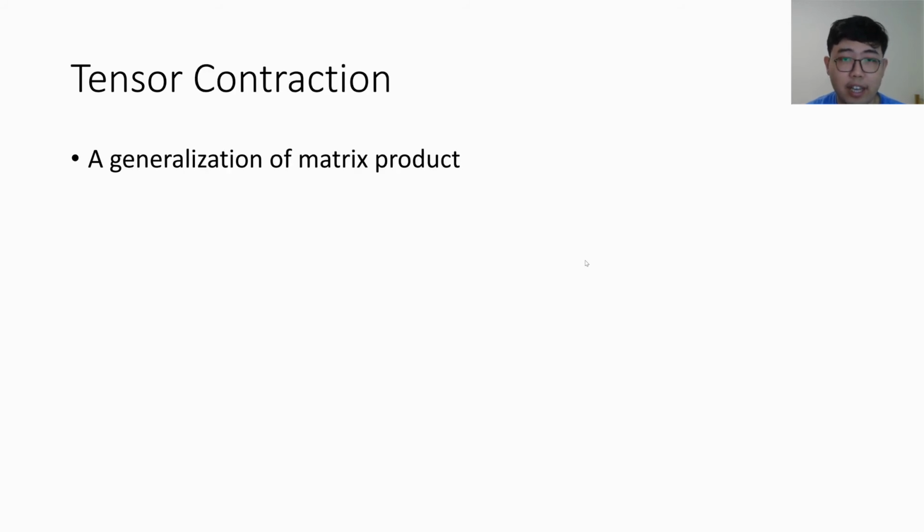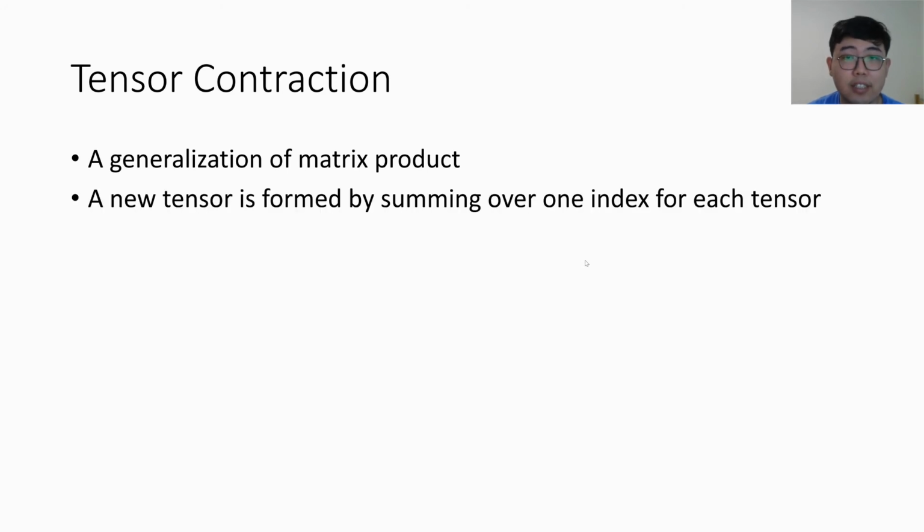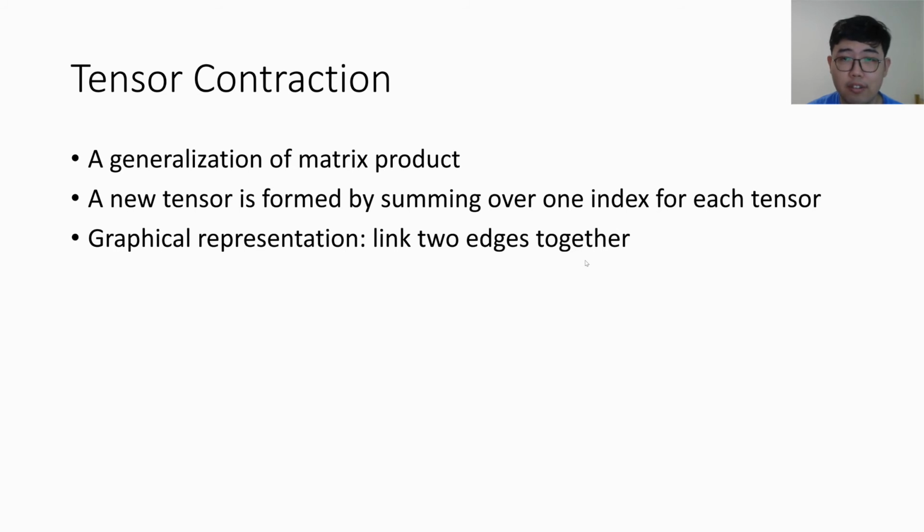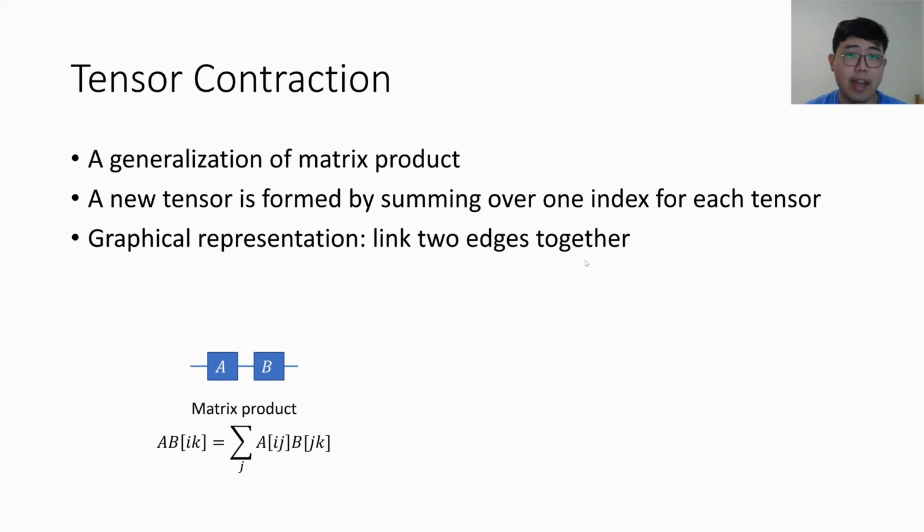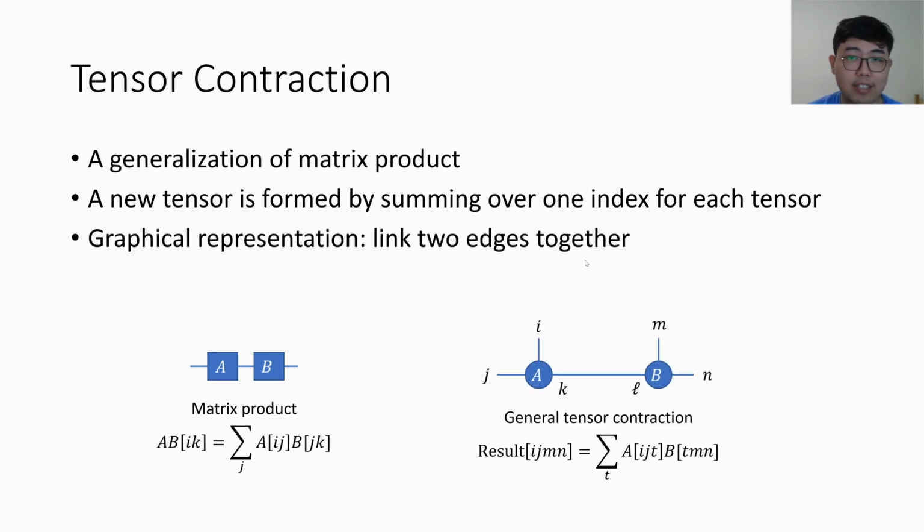Tensor contraction is a generalization of matrix product. In the contraction, one index of a tensor and one index of another tensor is summed together, and a new tensor is formed with all other indices. Using the graphical representation, the contraction is represented by linking two edges together. For example, matrix product is the simplest tensor contraction, and contracting two rank 3 tensors will result in a rank 4 tensor.